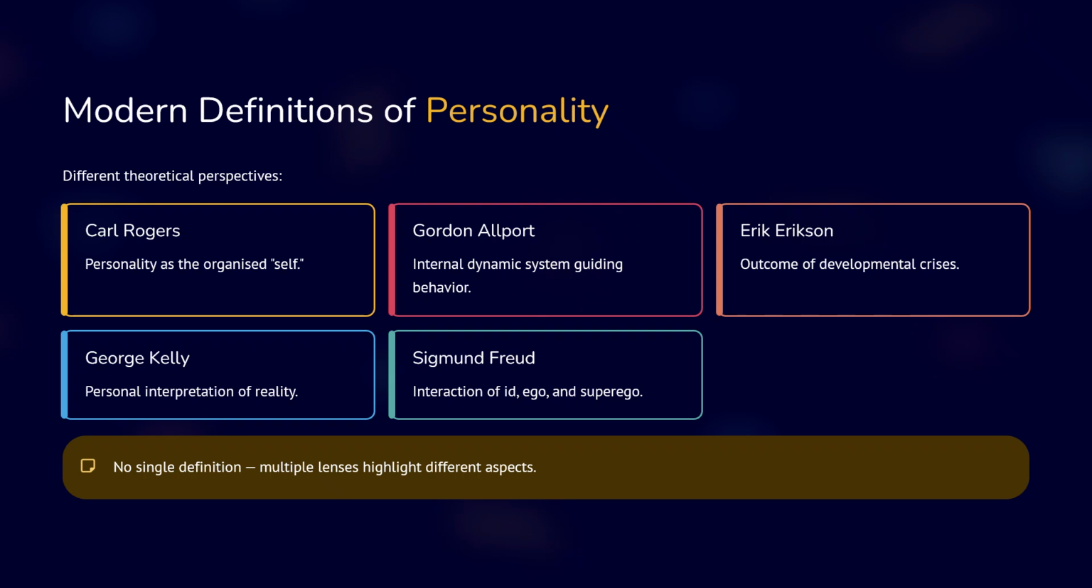Erik Erikson views personality through the lens of development, suggesting it is the result of how we handle various life crises. Meanwhile, George Kelly focuses on the mind, seeing personality as our unique way of interpreting the world. Finally, Sigmund Freud offers a structural view where personality is a constant interaction between the id, the ego, and the superego. As we see, there is no single definition, but rather a collection of perspectives that highlight different aspects of the human experience.